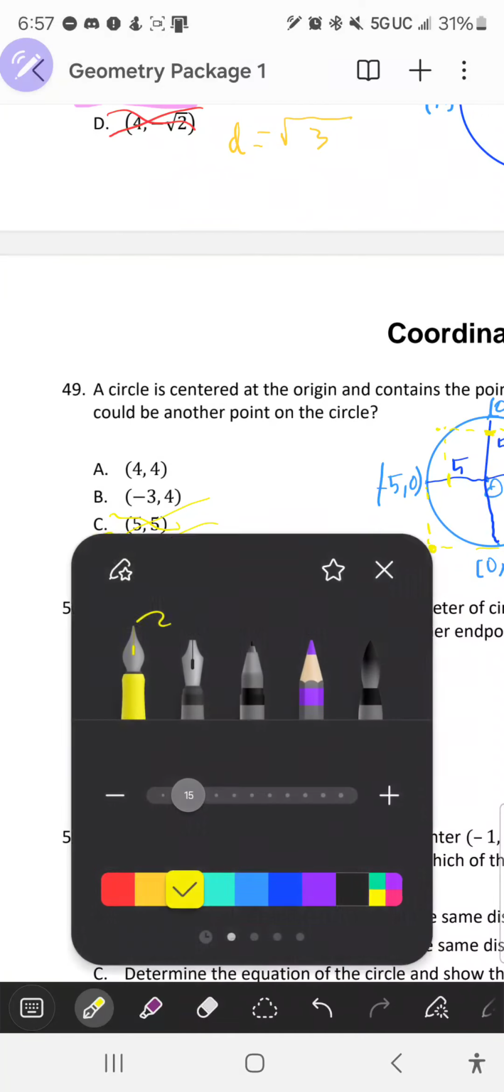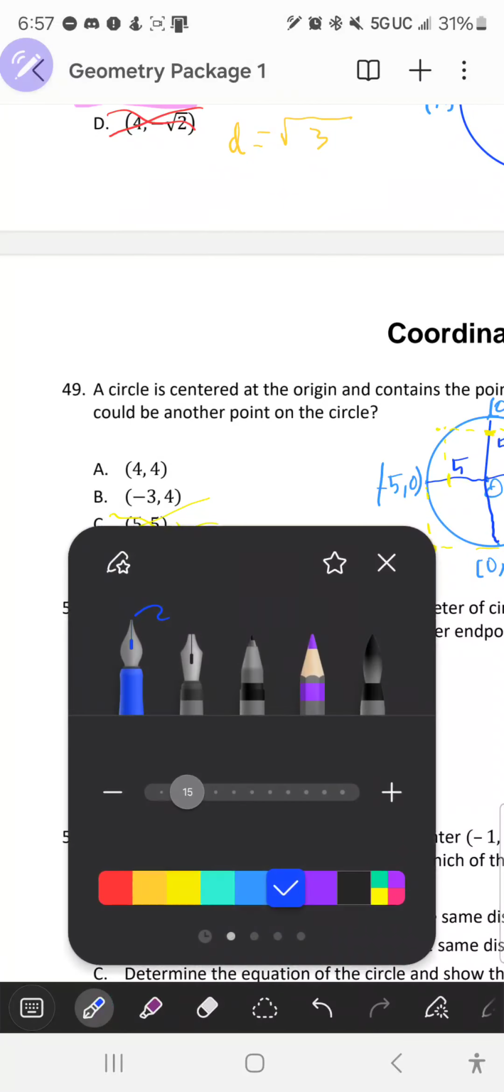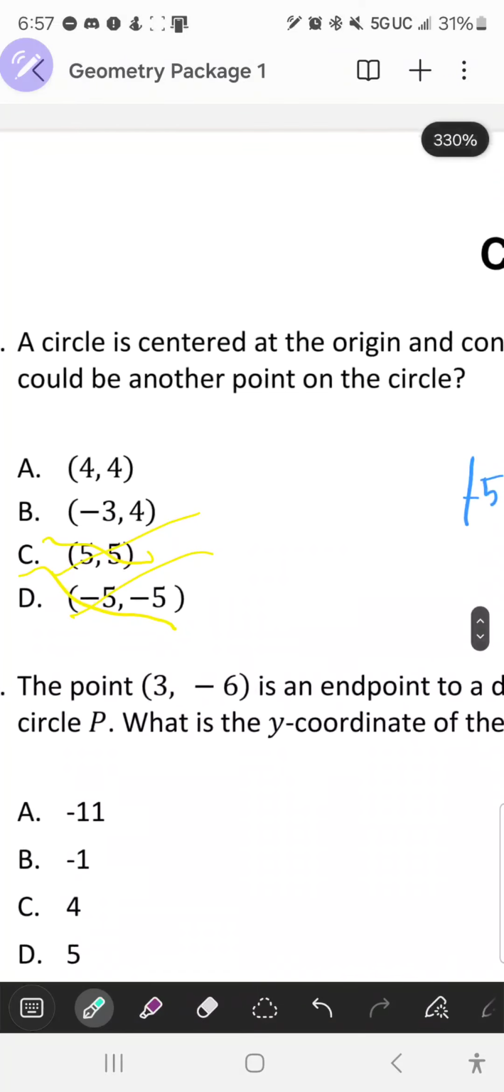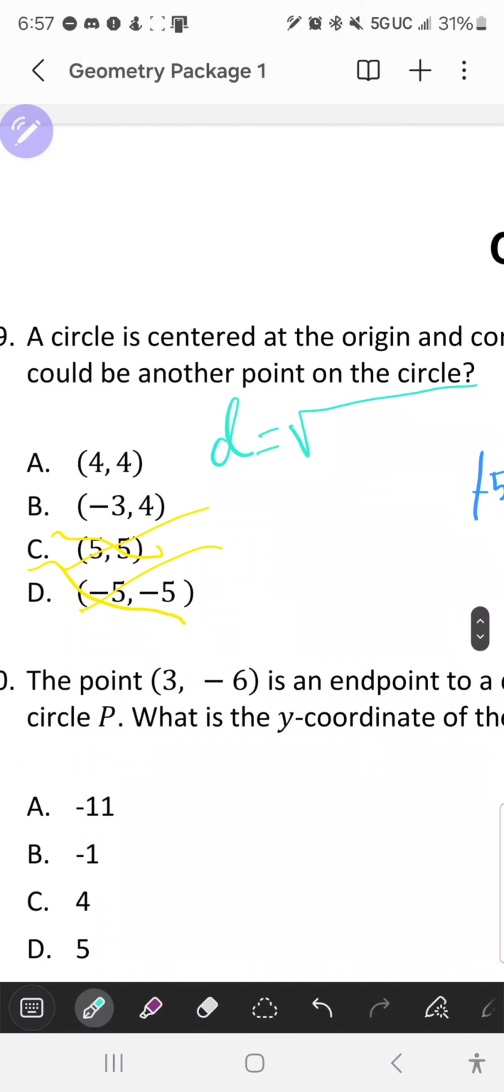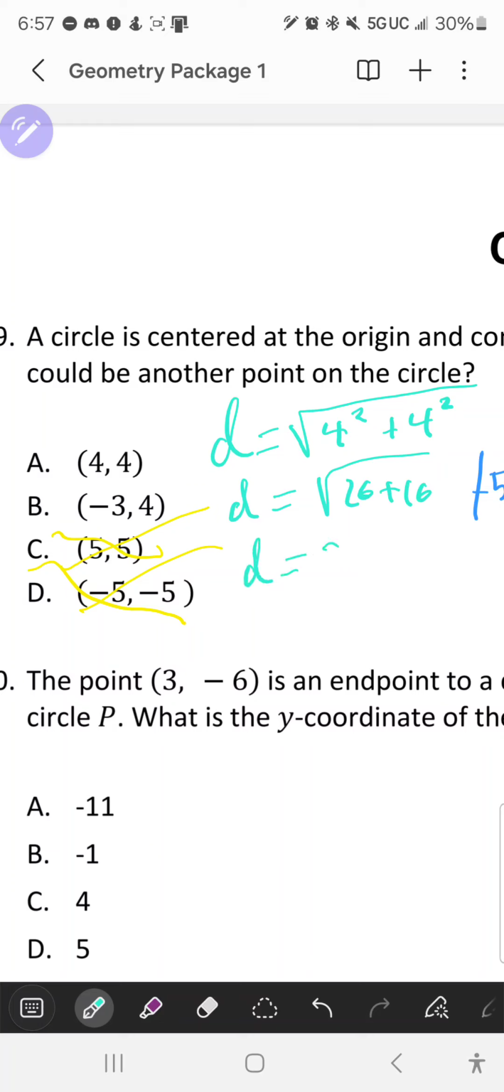Now we need to calculate it again as we did in the previous exercise. What I think to be really fast is you get used to using the formula. So distance equals the square root, and since the center is 0, 0, it is just 4 squared. It's going to be 4 minus 0 and 4 minus 0, so 4 squared plus 4 squared, which is 16 plus 16. This is going to be 32.